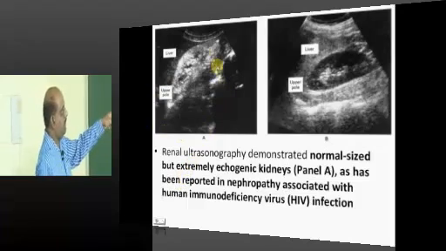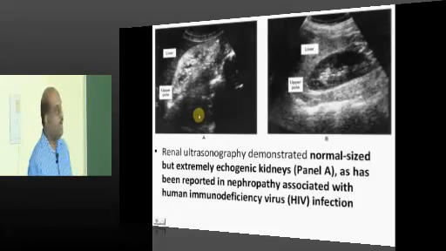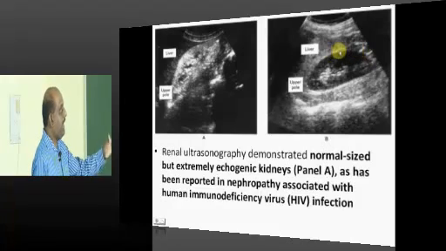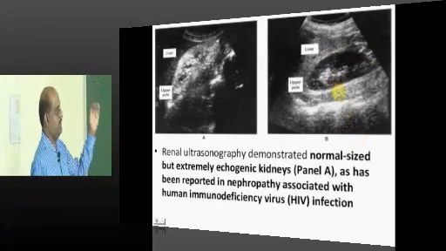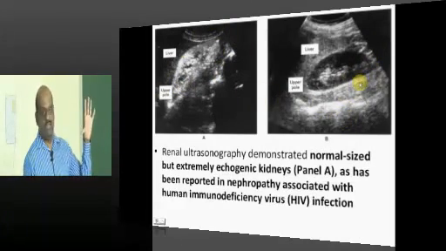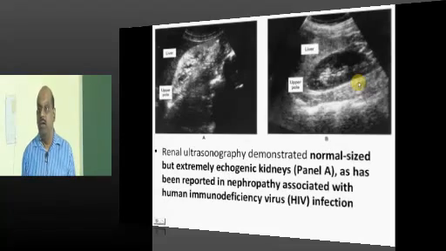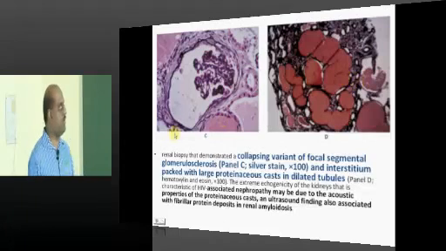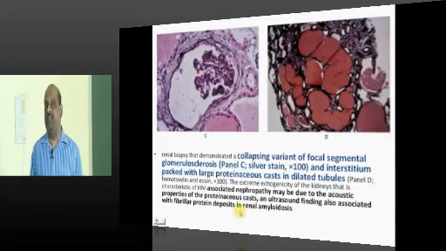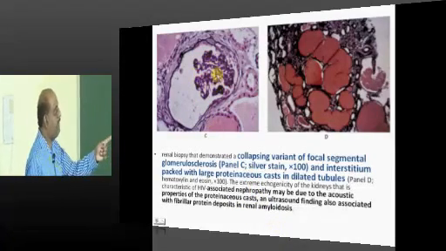This is the renal ultrasound in a patient with HIV presenting with proteinuria. What did you see in this? Normal sized but extremely echogenic kidneys. Extremely echogenic kidneys is a very characteristic feature of HIV nephropathy. Why they are extremely echogenic is my next question to all of you. If you do the biopsy, a special variety of FSGS will be found in HIV nephropathy. It's called the collapsing variant of FSGS.